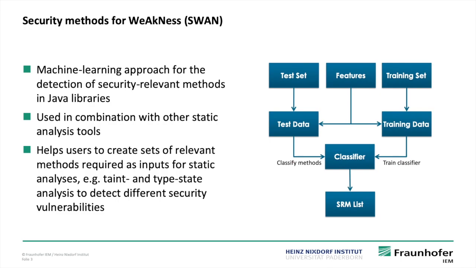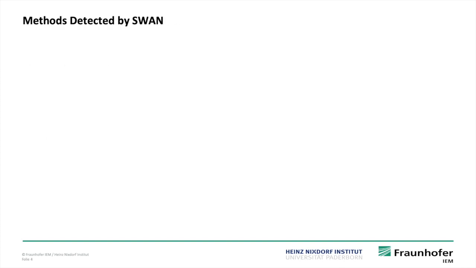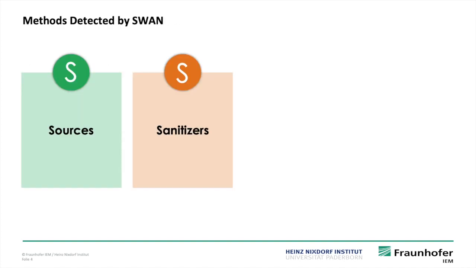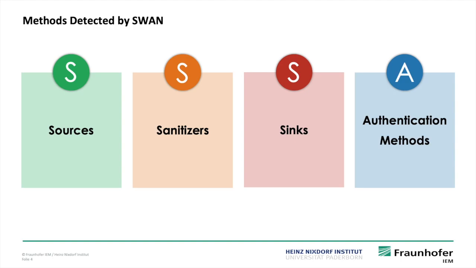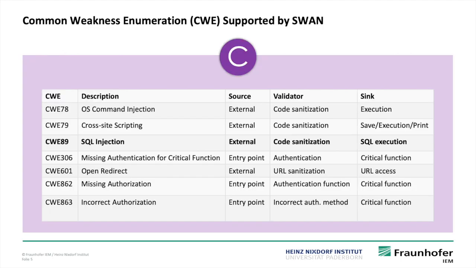SWAN can be used in combination with other static analysis tools, like the one from our example. It helps the users to create a set of relevant methods required as an input for static analyses, for example taint and type state analysis. SWAN detects 4 types of methods: sources, sanitizers, sinks, and authentication methods. Methods are further categorized according to the relevant vulnerabilities, common weakness enumeration, or CWE.